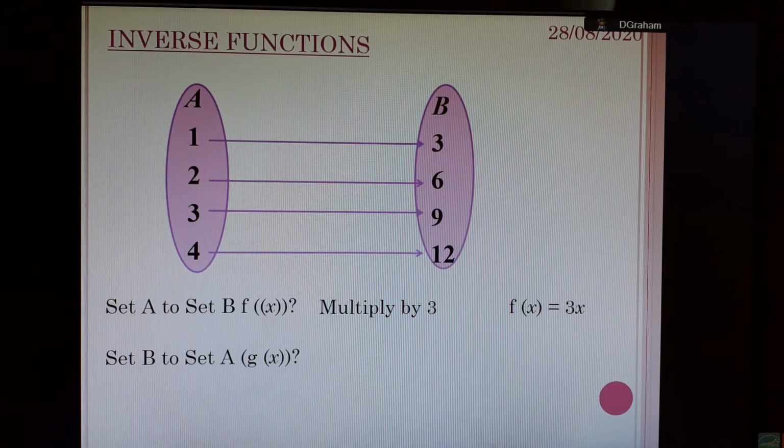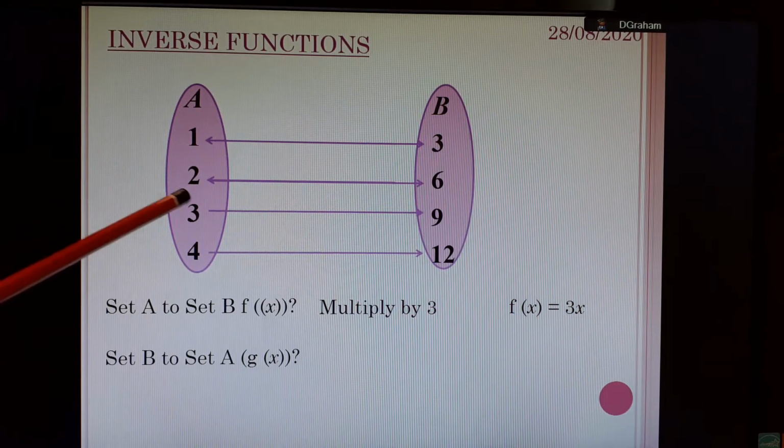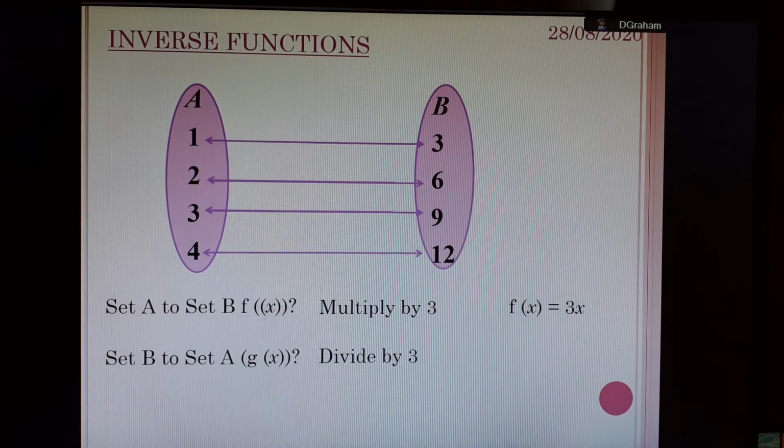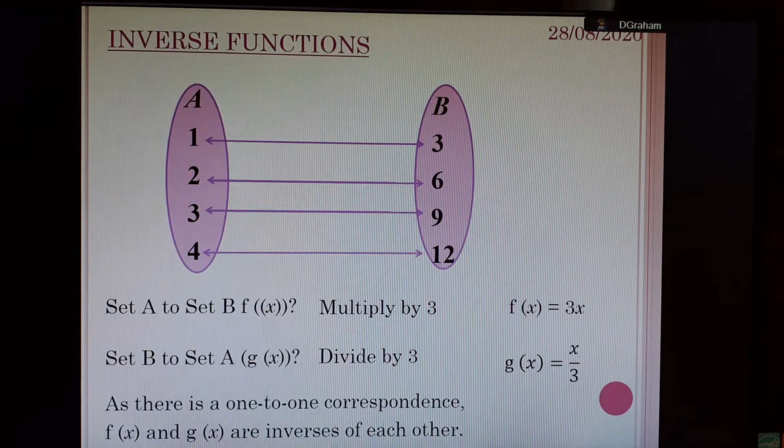And to go backwards from set B to set A, we'll call it a different function this time, we'll call it g of x. We would divide by 3, and you can see the arrows are going backwards there, okay? And we would be dividing by 3. So the function g of x would be x divided by 3, okay? So as there is a one-to-one correspondence, f of x and g of x are inverses of each other.